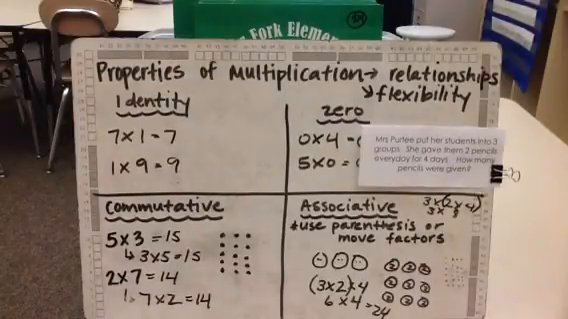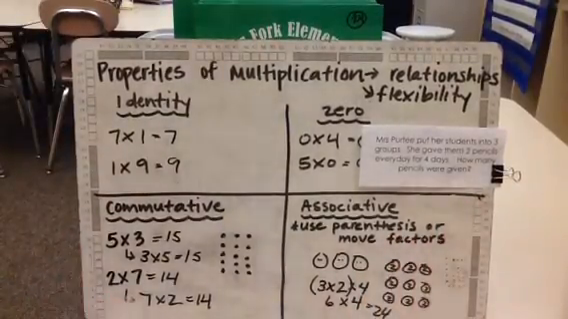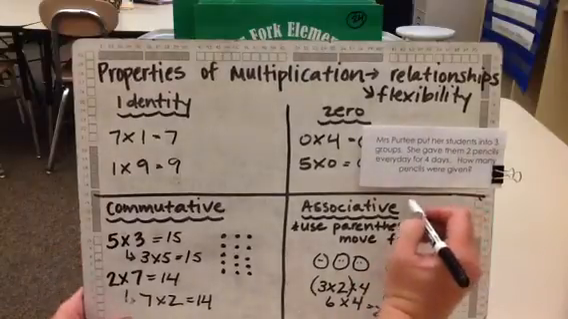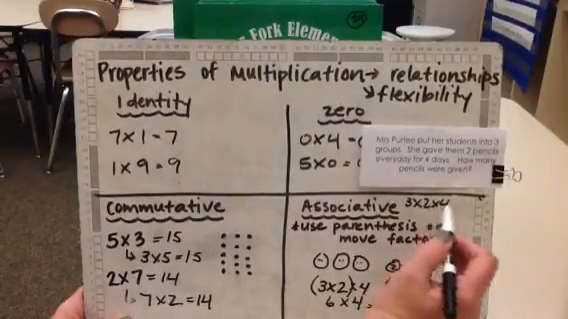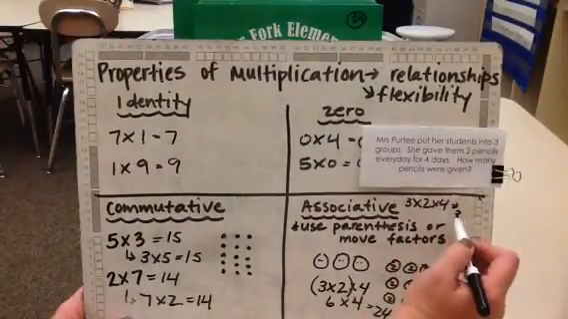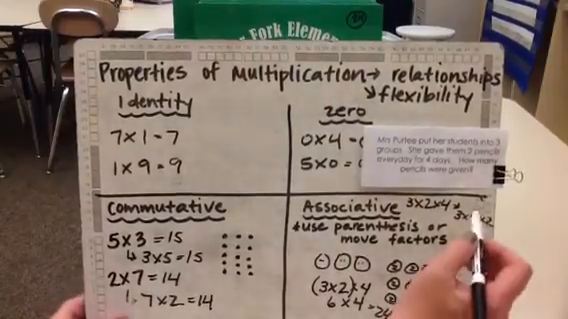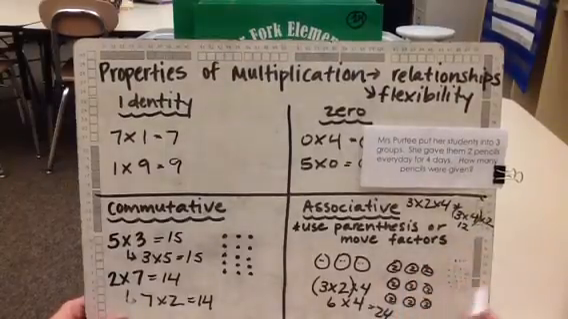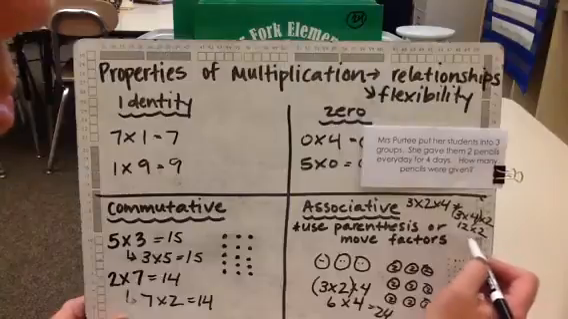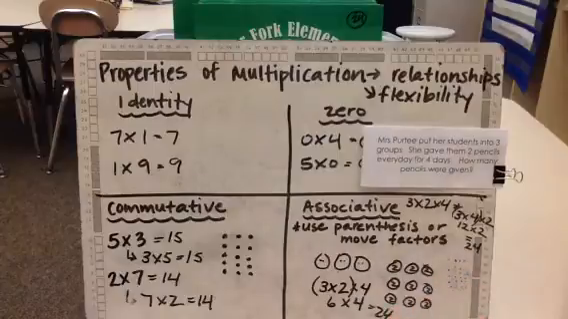Now, if the factors are on opposite sides, then what I like to do is I like to move the equation around. So let's say that I had 3 times 2 times 4, and I wanted to group 3 and 4 together. Well, then I'm going to rearrange my equation. Still use the same factors, but move them around. So 3 times 4 is 12, and I would use a strategy to get that. And then 12 times 2, I would use a strategy to know that that is 24. So again, same product, and I can use parentheses or move factors around when I have more than 2.